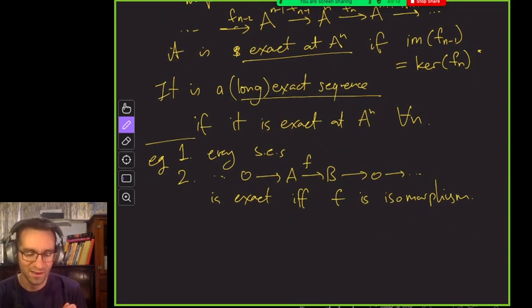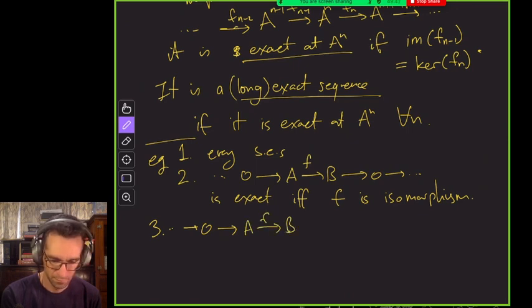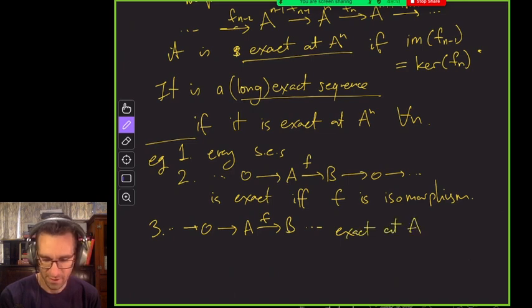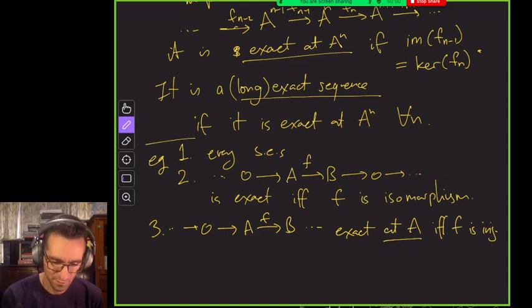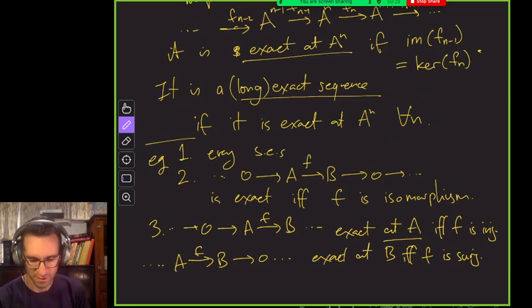And often you get to this point, you happen to know what one of A or B are exactly, like it's the integers or something, and you don't know what the other one is. And you know the sequence is exact, so the other one is integers as well. So that's exact outright. This is exact at A if f is injective, and the other way round this is exact at B if f is surjective. And these put together to give me example 2.